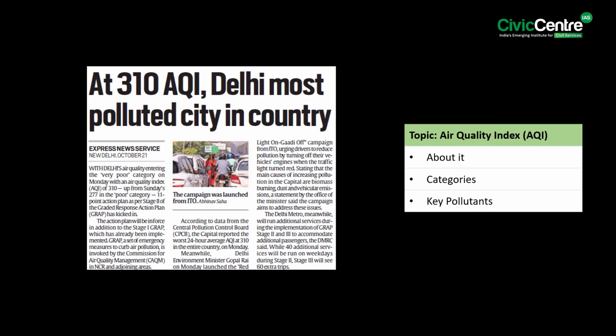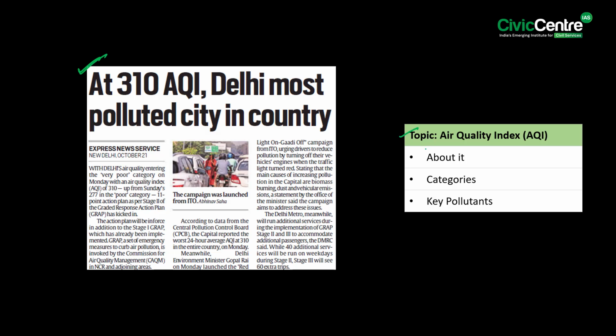The second article of the day says that with Delhi's air quality entering the very poor category on Monday, with an air quality index of 310, up from Sunday's 277 in the poor category, the 11-point action plan as per Stage 2 of the Graded Response Action Plan has kicked in. In this context, let us talk about the air quality index.